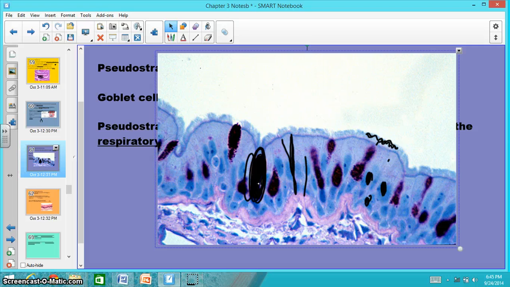And that's where we're going to quit for today. The next time we do notes, we will start with the stratified epithelial tissues.